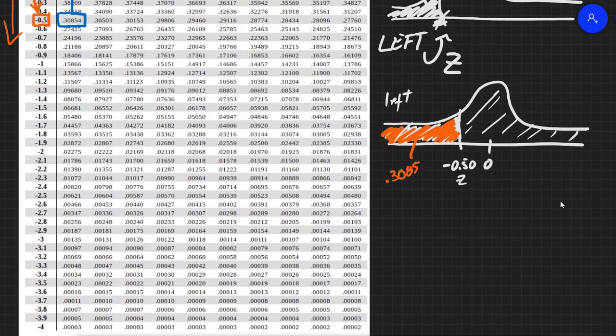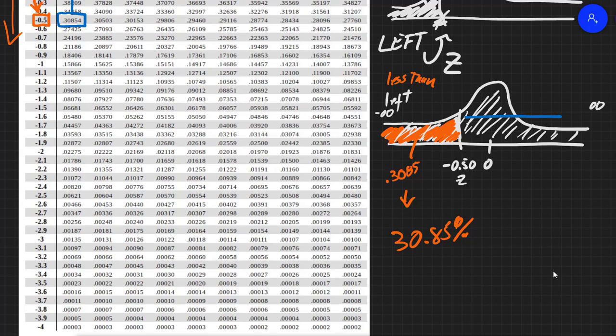Okay? Noting that everything under the curve constitutes 100%, then this area here constitutes 30.85% of the population, because the entire population is covered under the curve from positive infinity to negative infinity, right? And that's what that number means. And that, frankly, because it is left, which is also less than, right? If it was greater than, we would be on this side, but we're not.